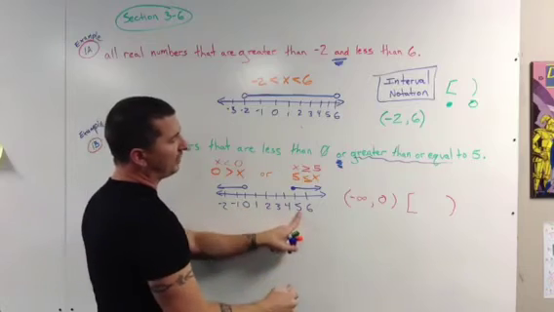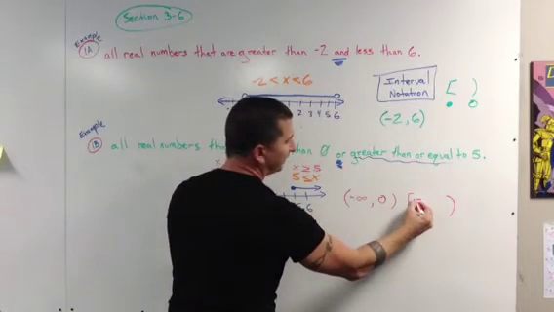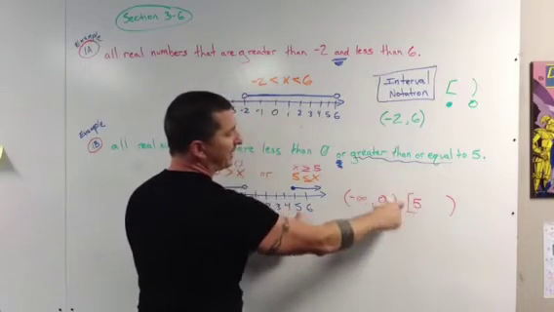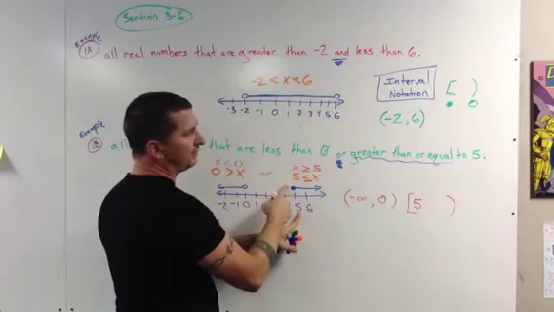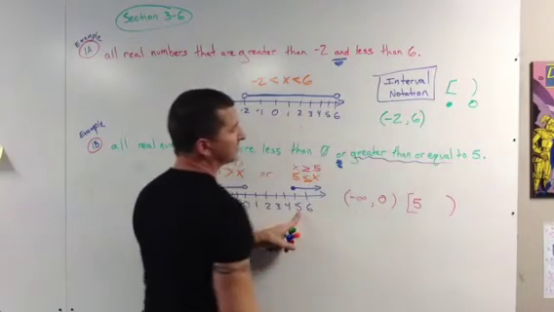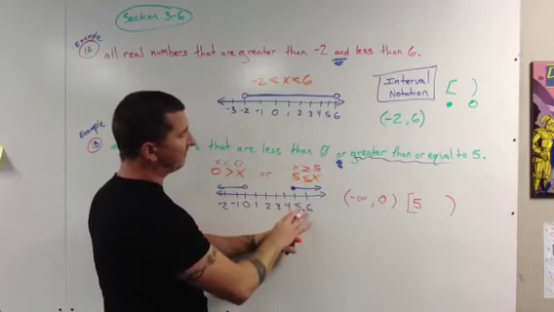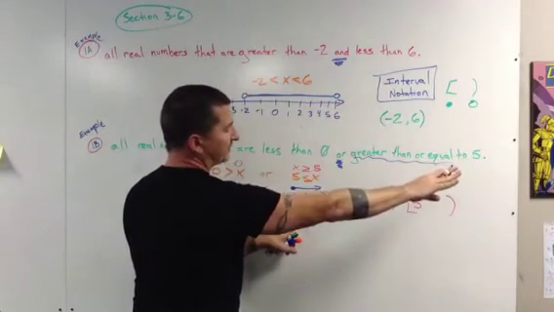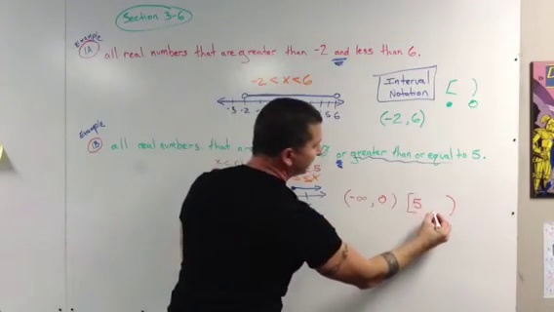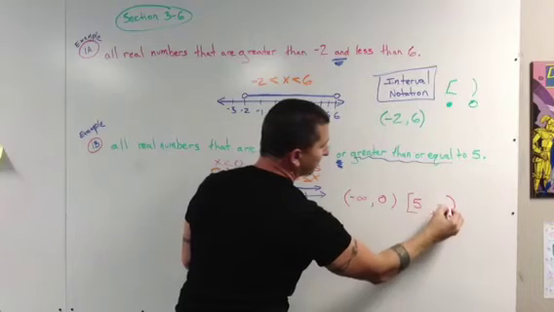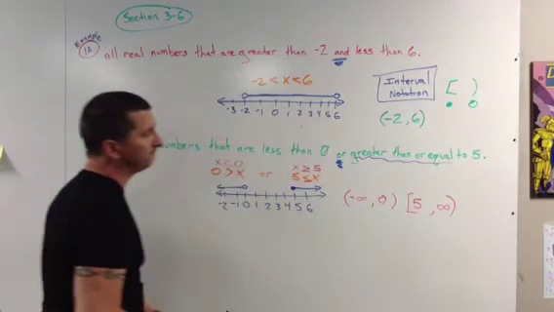Or we have all the numbers 5. And notice I put a bracket here because this is a closed circle. Closed circles get the brackets. From 5 on forever to the right, which is positive infinity, which looks like that.